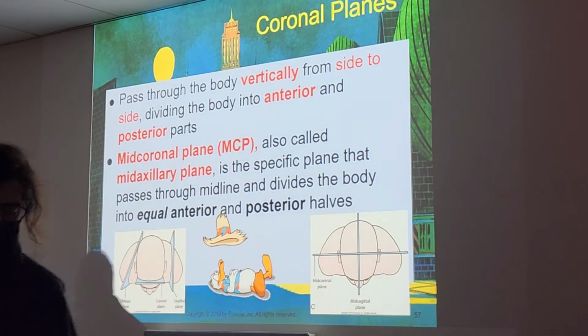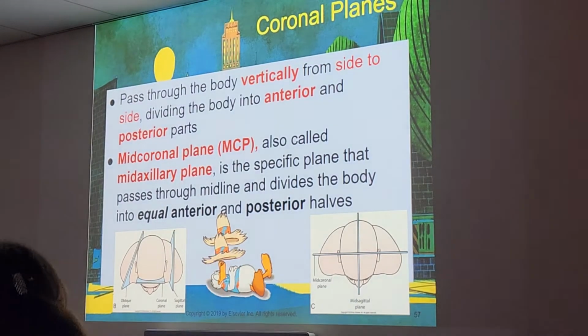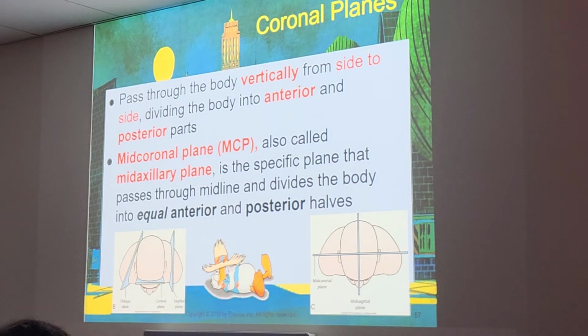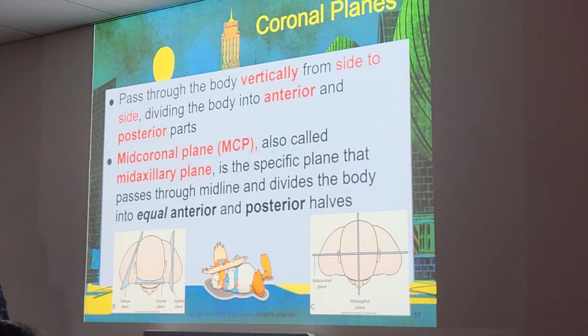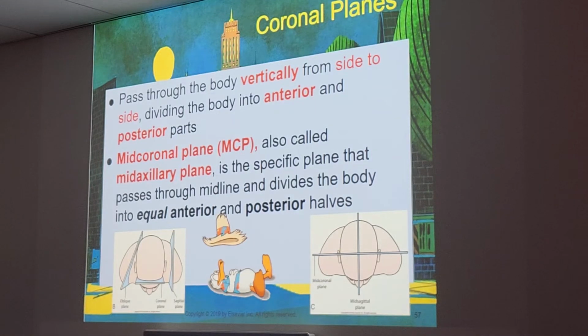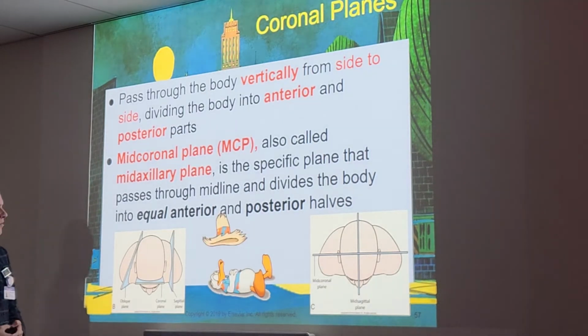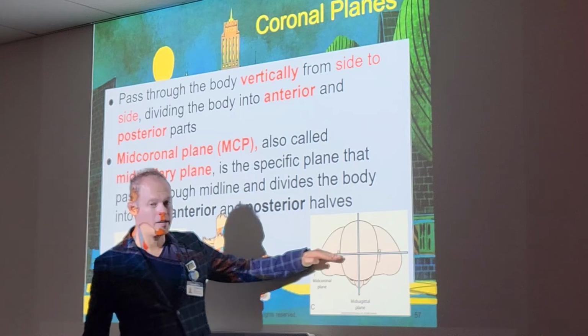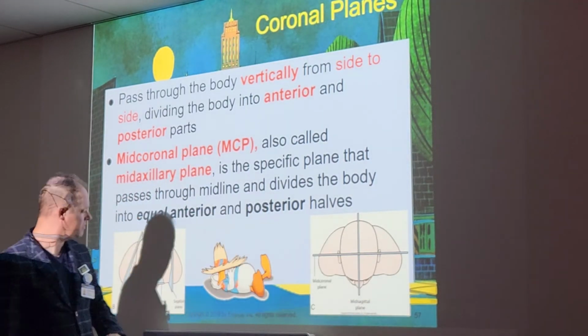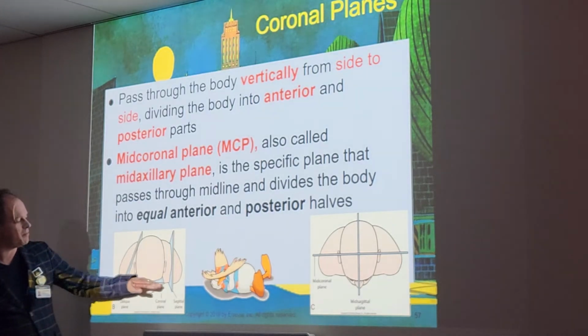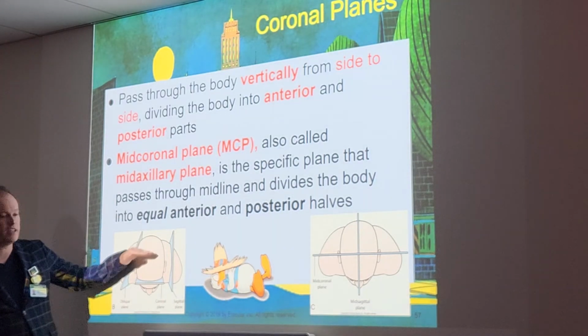Thank you. So once again, make sure you know the difference between a regular coronal slice and a mid-coronal plane, or MCP. Equal versus unequal slices. Front and back, or anterior and posterior sections. That's the same thing you see on the picture here. There's that mid-coronal, look at those equal anterior, posterior sections. If I'm going anywhere else in the body, it's just a regular coronal slice because they're unequal portions.